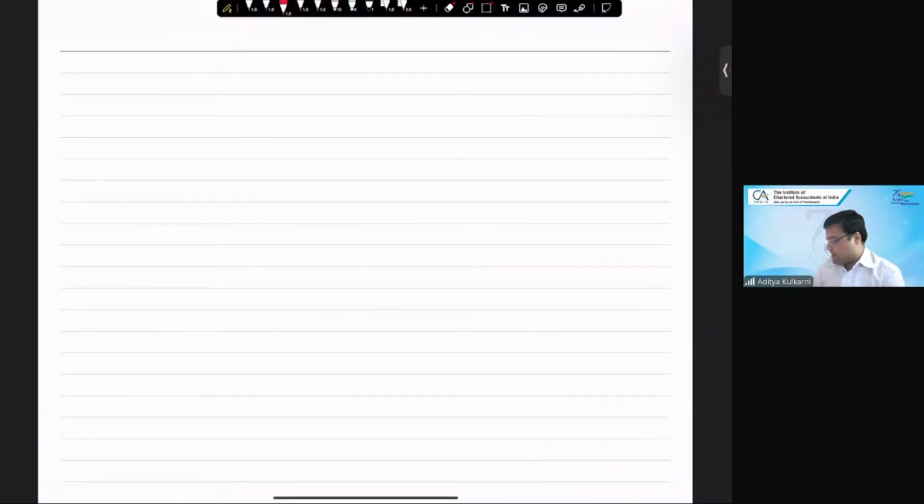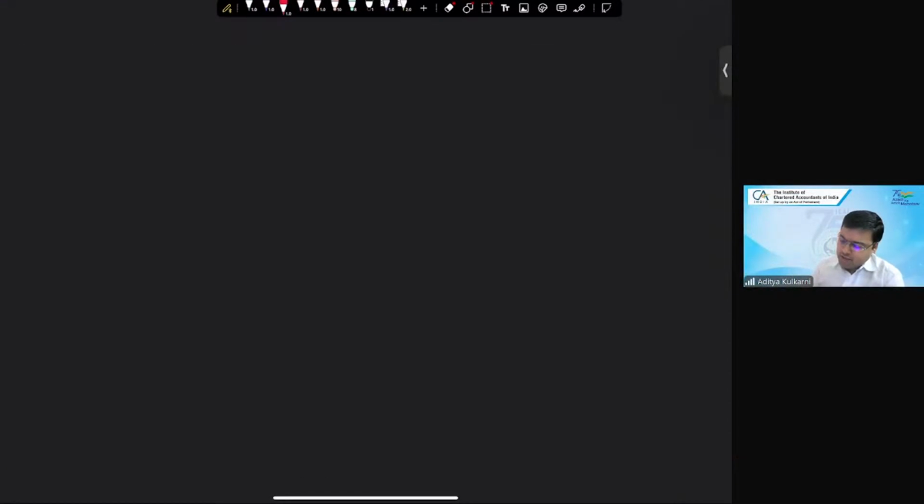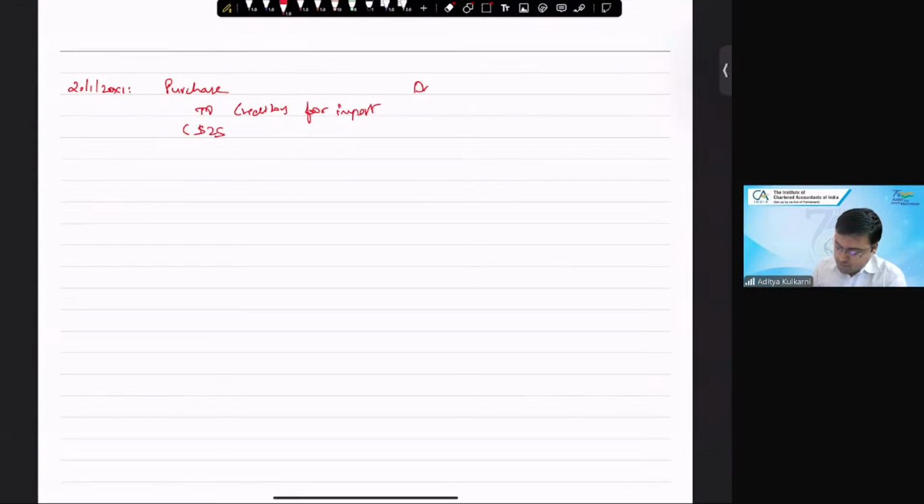First thing, when it purchases, the entry is purchases account debit to creditors for import. This is how much? 250K into 64, so that gives you 1 crore 60 lakhs. Is it okay?